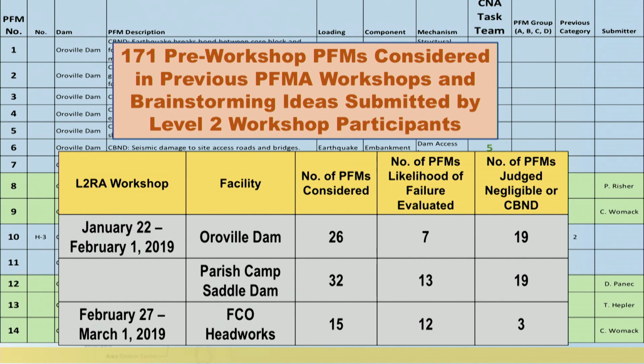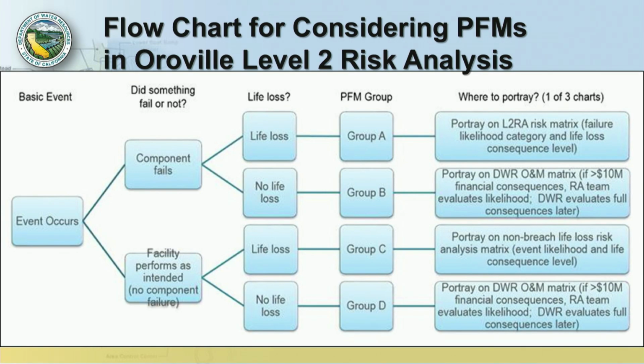And so far, we've done a lot of PFMs. Many of them were evaluated. Some were judged to be negligible and they were considered but not developed. So there's quite a few shown here for the embankments and the FCO headworks. Again, so far we've concentrated on the potential for life loss, which is Group A. And in subsequent sessions, we'll also be looking at Group B, non-life loss consequences.